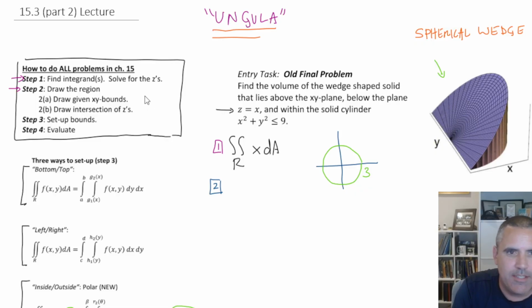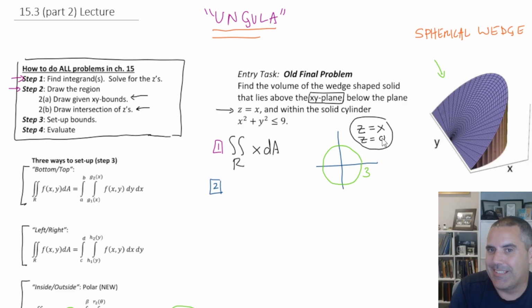And so we just did this. We drew the given xy bounds. When you find yourself confused or it doesn't make sense, then you do this other step. The surface must hit the ground. Does the surface hit the ground? So when does z equals x intersect with z equals 0?